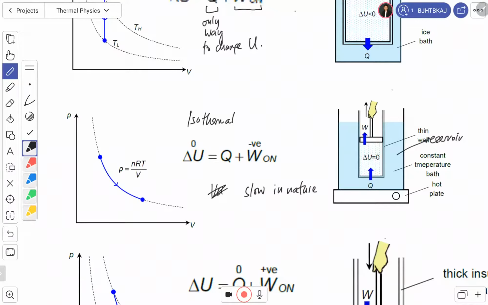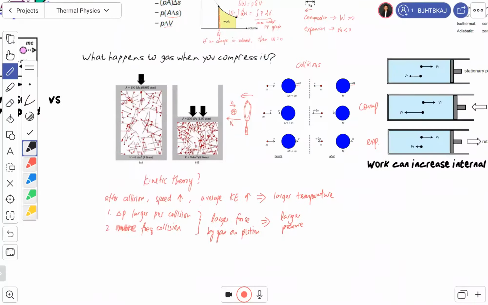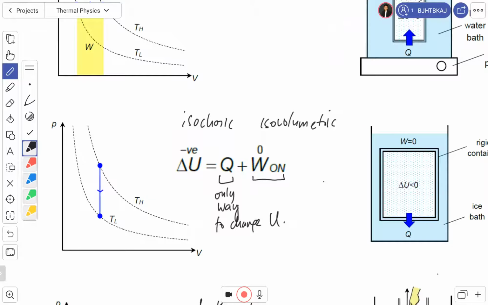Because heat exchange takes place. The moment you try to speed things up, you try to do fast work, you cannot really. You'll cause the temperature to jump. Because the moment you compress a gas piston very fast, then from our analysis just now, the temperature will increase. So how can you allow the temperature not to increase? Let the reservoir soak up your extra KE, so that your average KE stays the same.